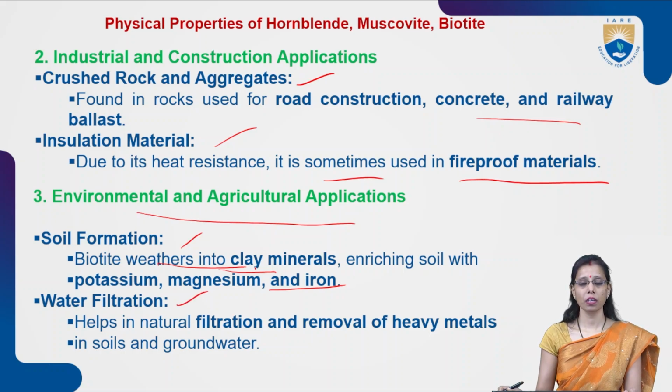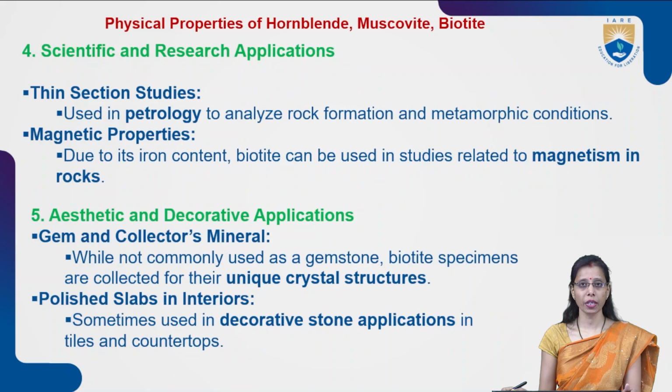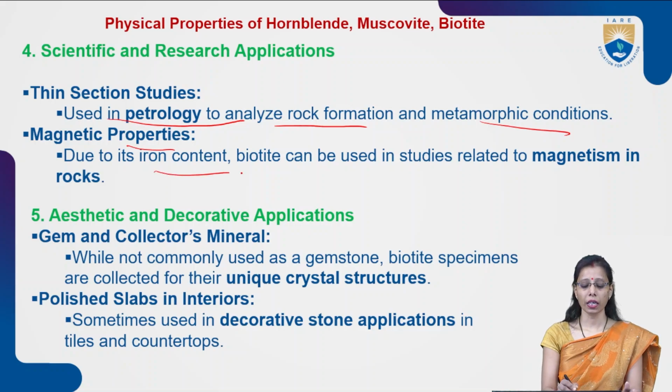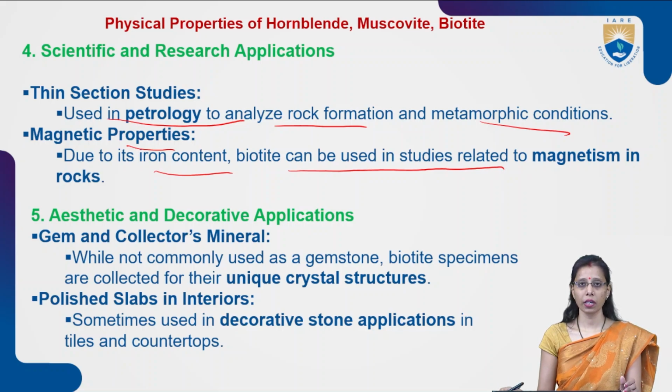Now, water filtration. If you talk about water filtration, it helps in natural filtration and removal of heavy materials. It also helps in removal of heavy materials in the soils and the groundwater. Now, scientific research applications, so thin section studies. It is used in petrology, to analyze rock formation and metamorphic conditions, and for its magnetic property. Due to iron content, biotite can be used in studies of magnetism in the rocks. And aesthetic and decorative applications.